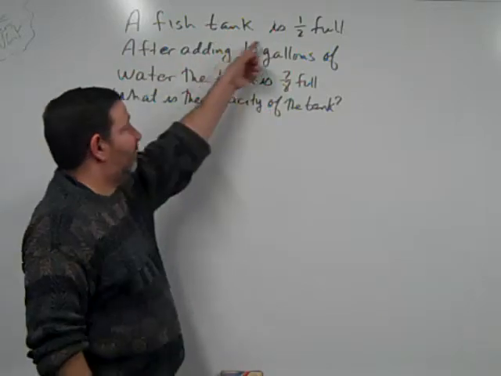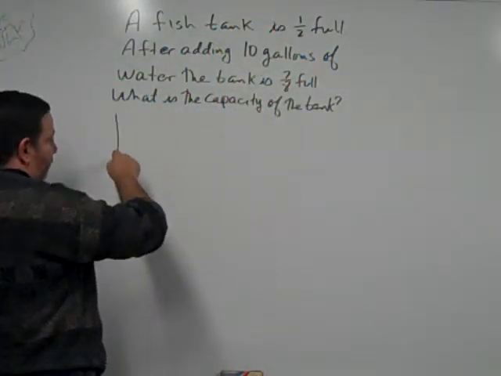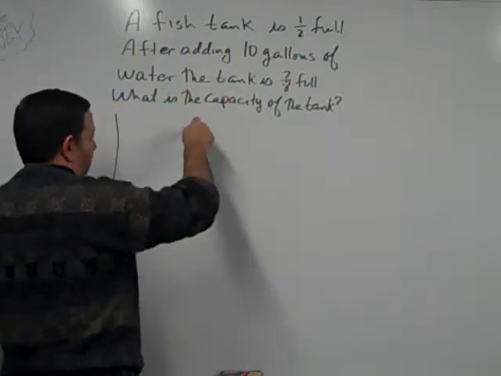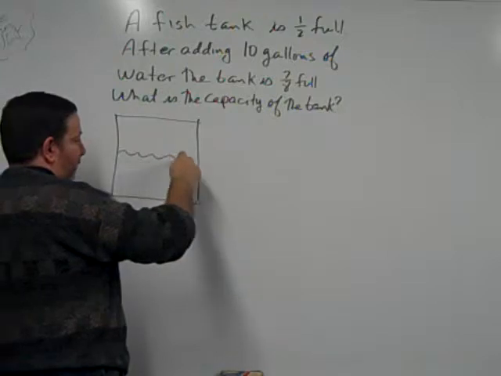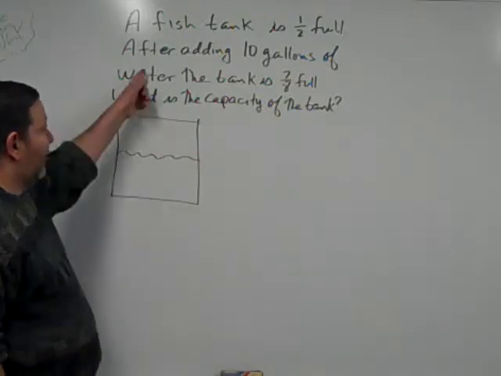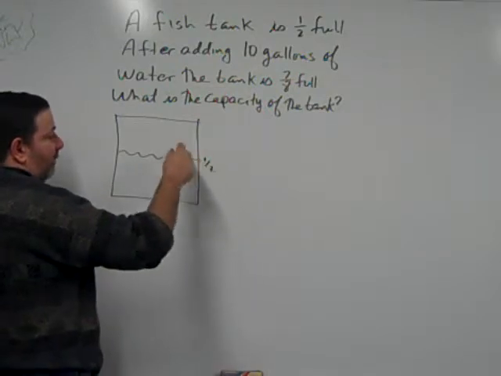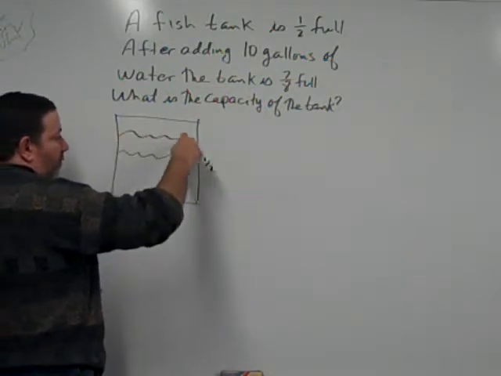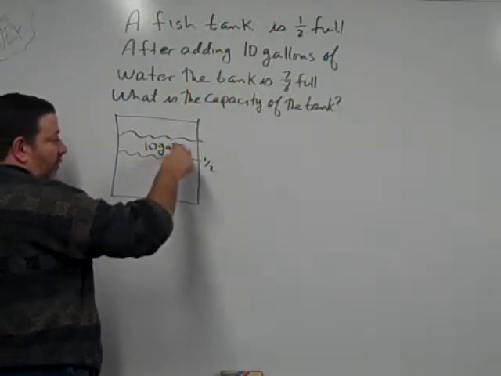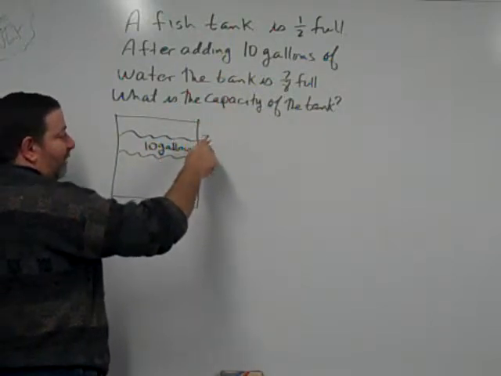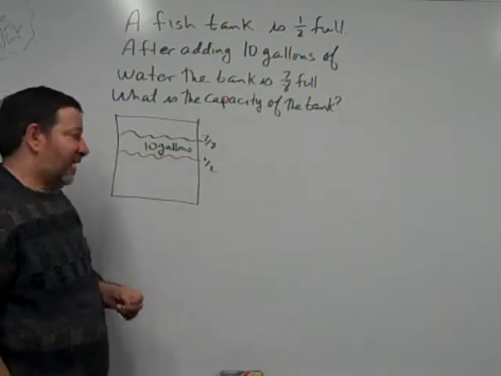You come to know that a fish tank is half full. So let's draw a diagram. Let this be a fish tank. Right now, it's half full. After adding 10 gallons of water, so let me just mark this as half, and then we put in 10 more gallons, and we come to know that it's 7/8 full. What is the capacity of the tank?